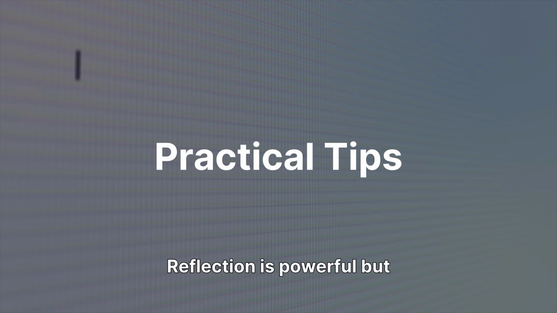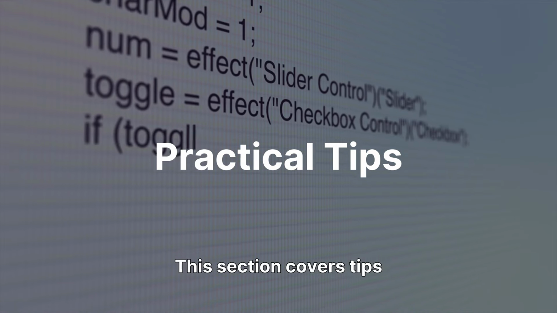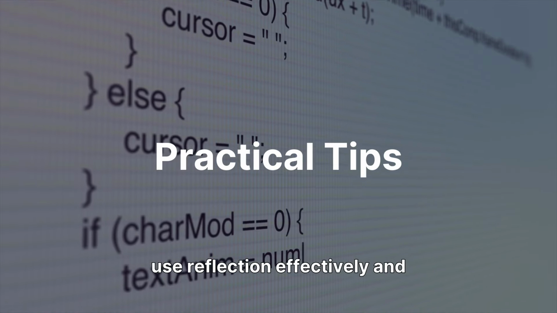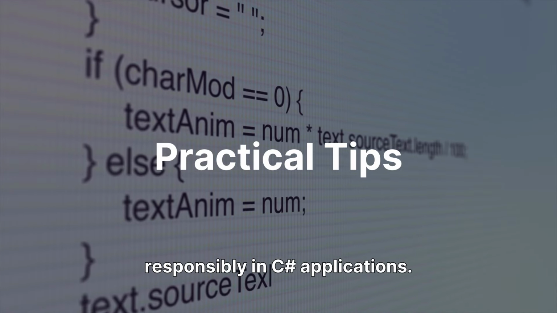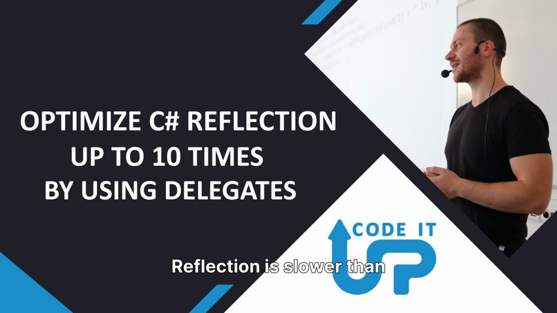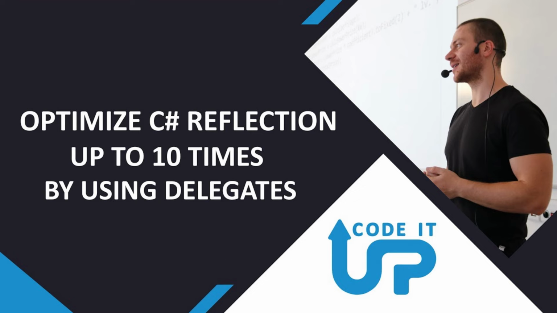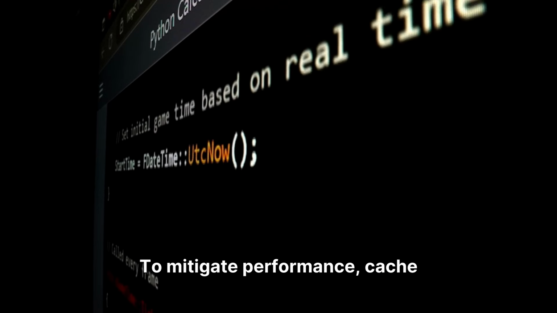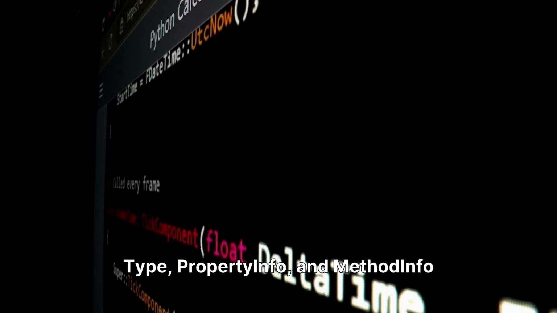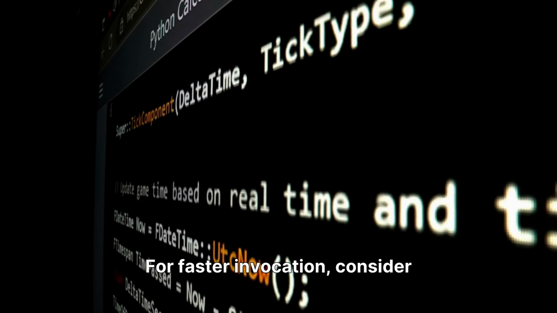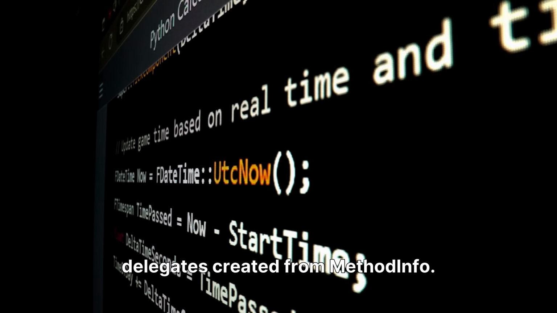Reflection is powerful but has practical considerations. This section covers tips on performance, caching, security, and error handling to use reflection effectively and responsibly in C# applications. Reflection is slower than direct method calls due to runtime checks and metadata access. Avoid overusing it in performance-critical code sections where speed and efficiency are paramount. To mitigate performance, cache Type, PropertyInfo, and MethodInfo objects for repeated access, avoiding redundant lookups. For faster invocation, consider delegates created from MethodInfo.